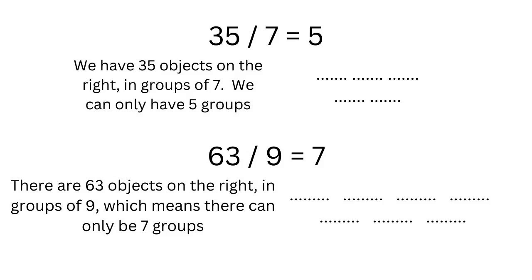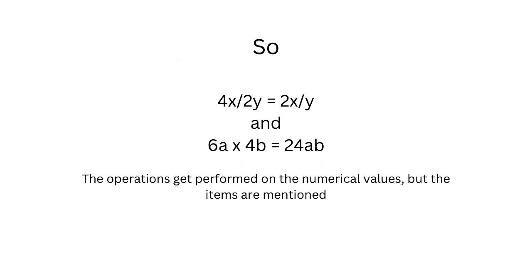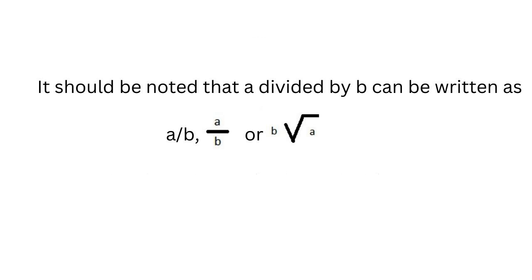answer is 7. Again, just like in addition and subtraction, the item names like apple, orange, foot are omitted unless the items are different. So 4x divided by 2y is 2x divided by y. And 6a multiplied by 4b is 24ab. The operations get performed on the numerical values, but the items are mentioned. It should be noted that division can be written in 3 ways as shown.